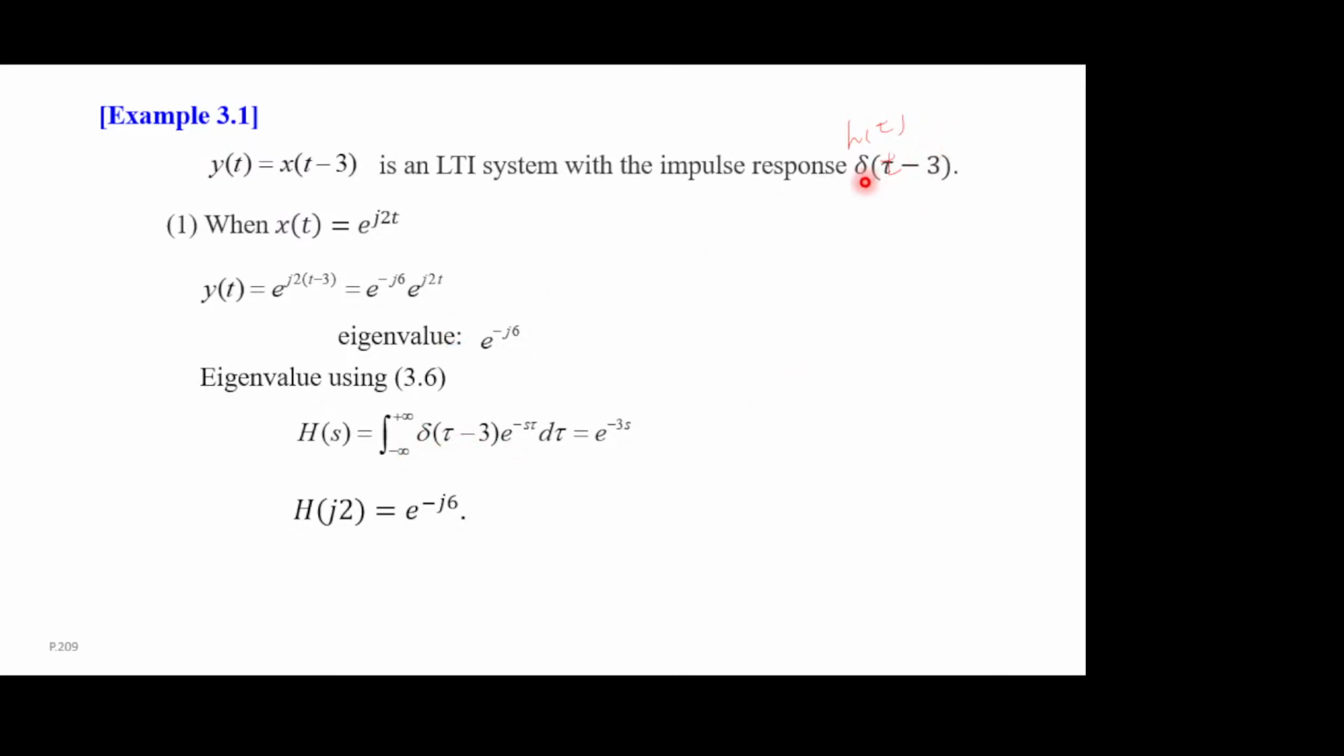Well, h of t or h of tau equal to this thing. Then by the shifting property of the delta function, this will turn your tau here equal to 3, because this is only non-zero when tau equals 3. So with tau equal to 3, you get e to the minus 3s, and this is true for every s.